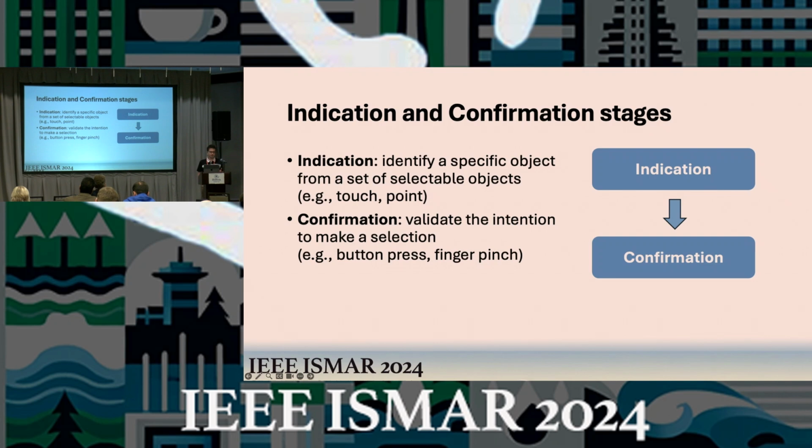It is crucial to understand the two stages of selection process, which is indication and confirmation. Indication stage determines a specific object from a set of selectable objects within the environment, and this is most commonly done through pointing and intersecting a virtual hand. And then once an object or multiple objects are indicated, the confirmation stage validates the user's actual intention to make the selection. For example, by pressing a physical button on a controller.